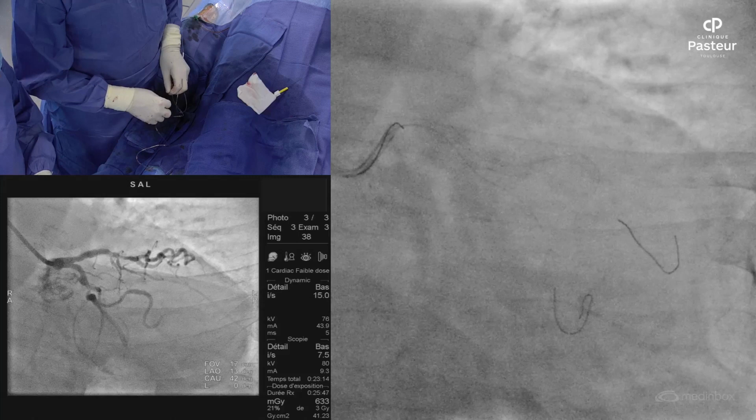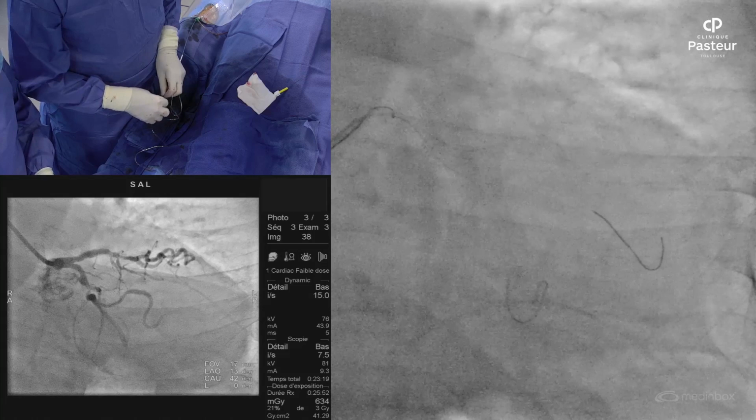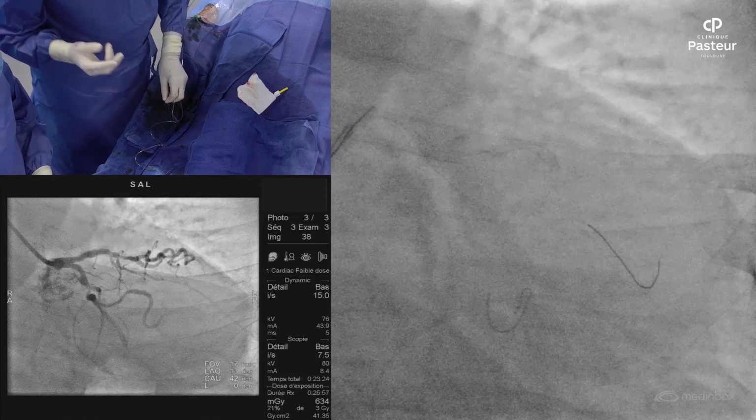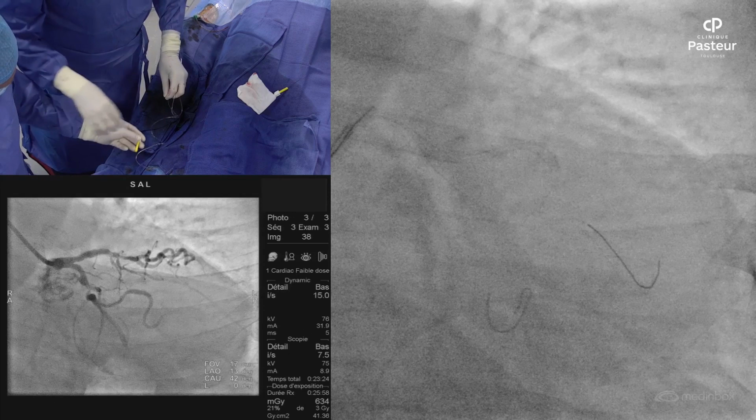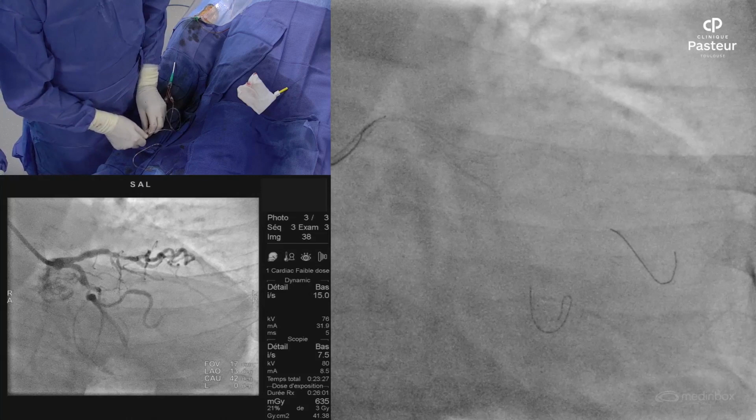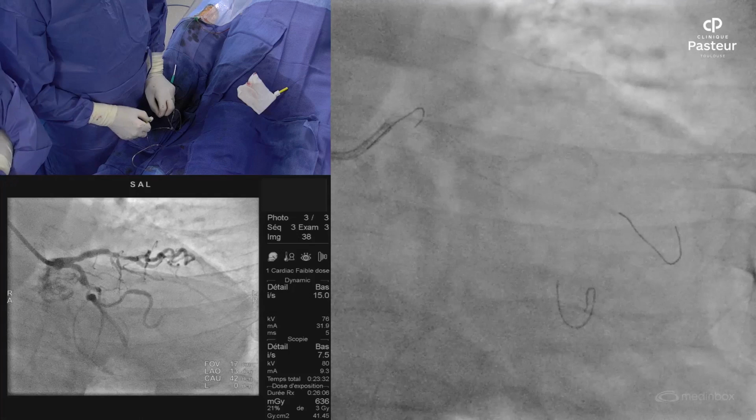Then we do the kissing, and the question will be, do we need to use a double stent strategy? Maybe we need to do a sort of TAP, because if you look at the baseline angio, there was a critical lesion at the ostium of the OM2.